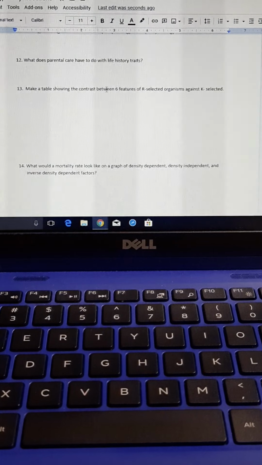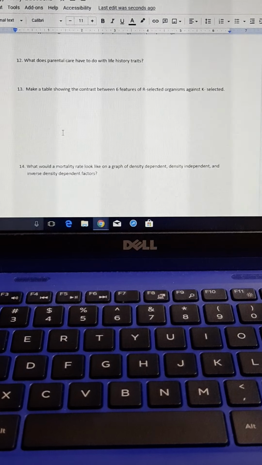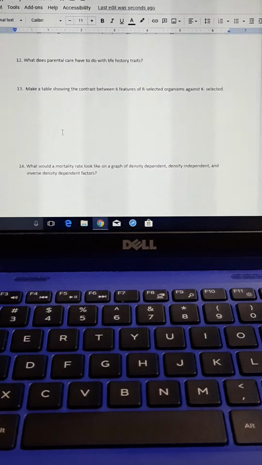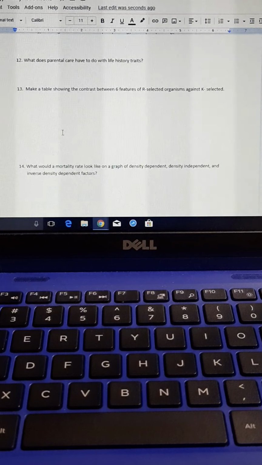Make a table showing the contrast between 6 features of R-selected organisms against K-selected. R-selected is a high per capita population growth rate. There's poor competition. These include weeds, insects, short lifespan organisms, flies. K-selected is more stable populations, more stable species that could adapt near the carrying capacity. We have oak trees in here, whales, hippos, even humans.